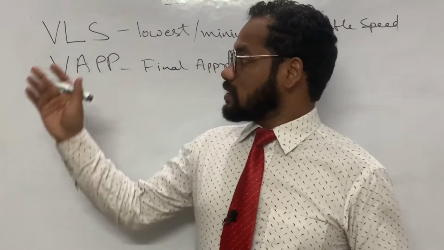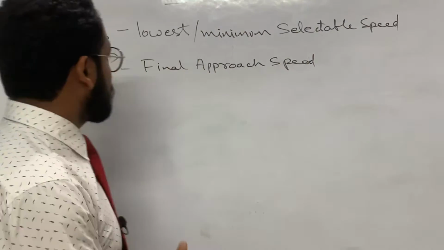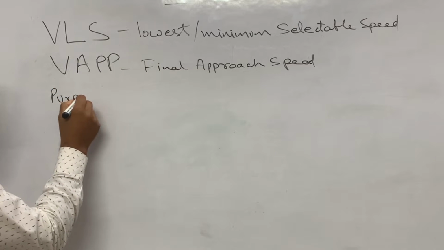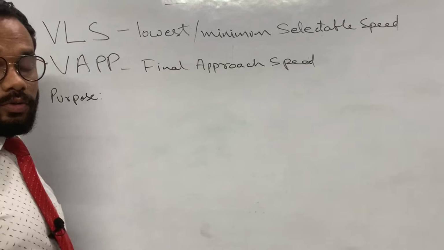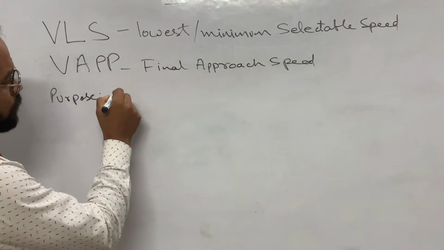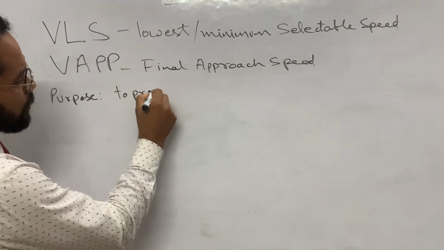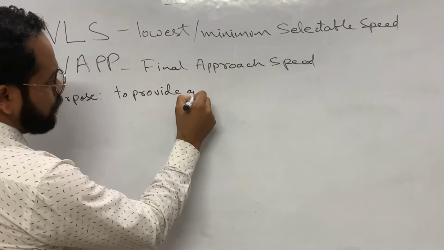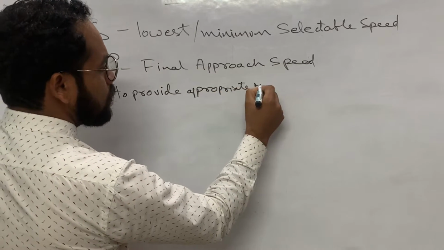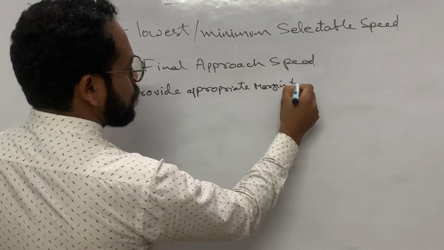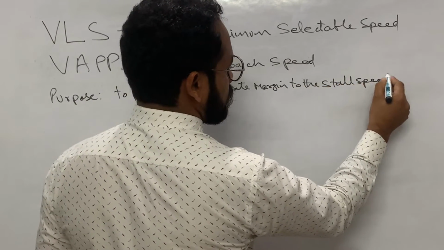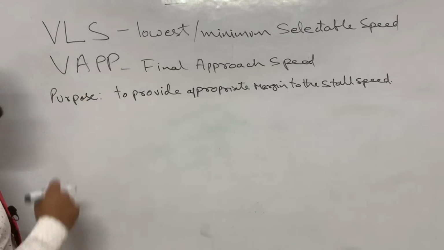So friends, let's discuss these speeds in detail. Let us begin with VLS. What is the purpose of VLS? The purpose of VLS is to provide an appropriate margin to the stall speed. Okay, so this is the purpose of VLS.